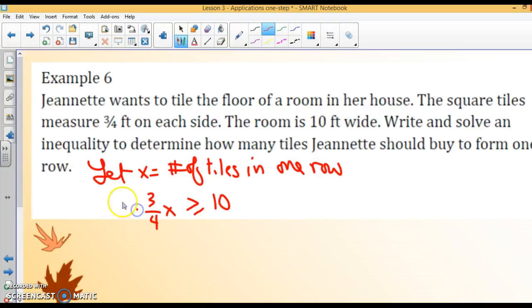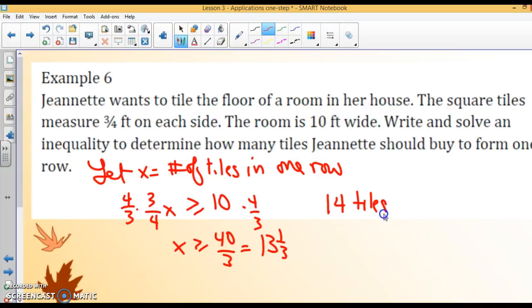So how do I solve this? Multiply both sides by 4/3, and I'll have x is greater than or equal to 40/3, which is 13 1/3. So we need 14 tiles for one row. Because you can't buy 13 1/3, and if you buy 13, you're going to have a gap.